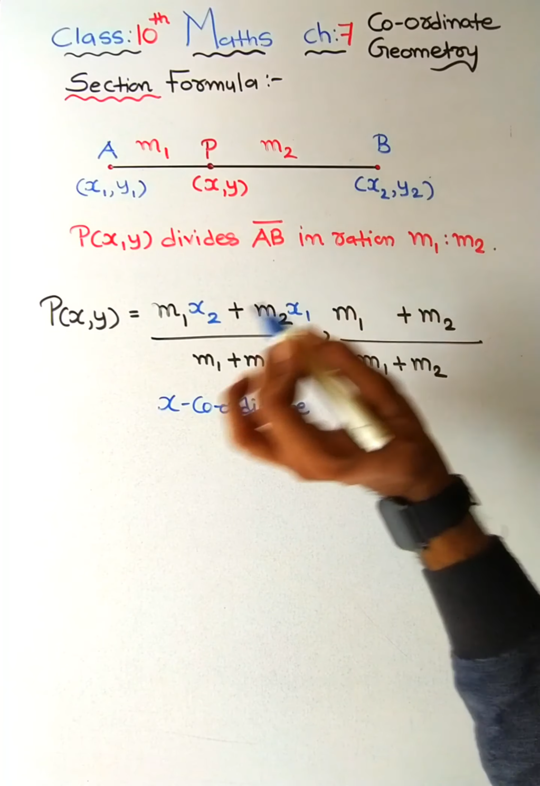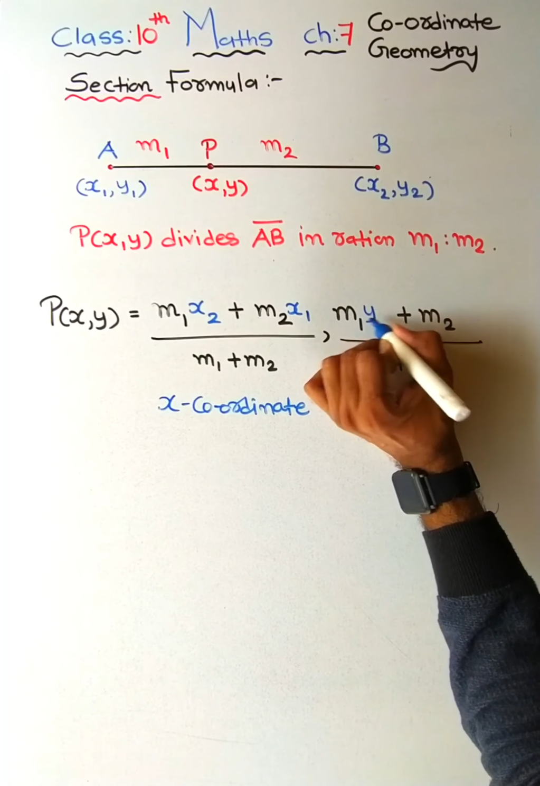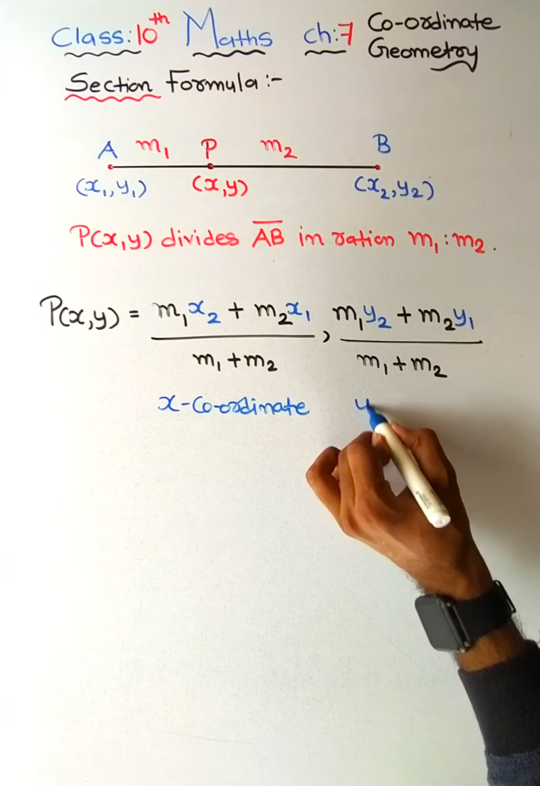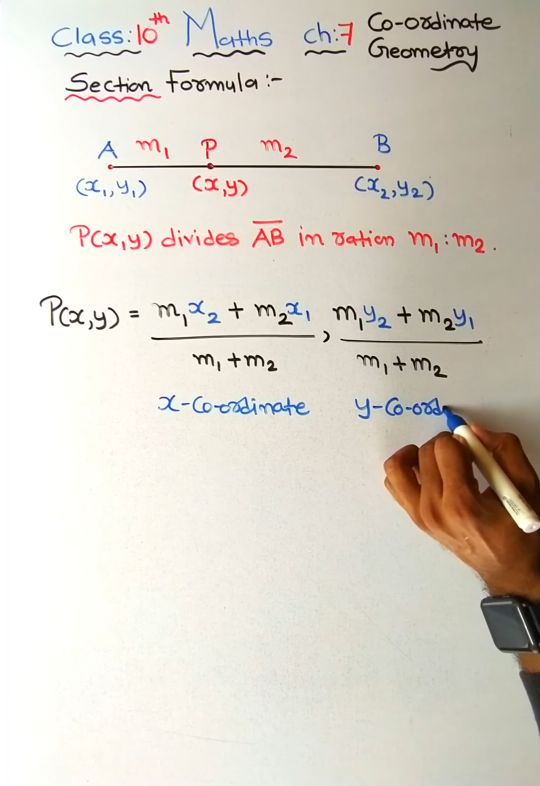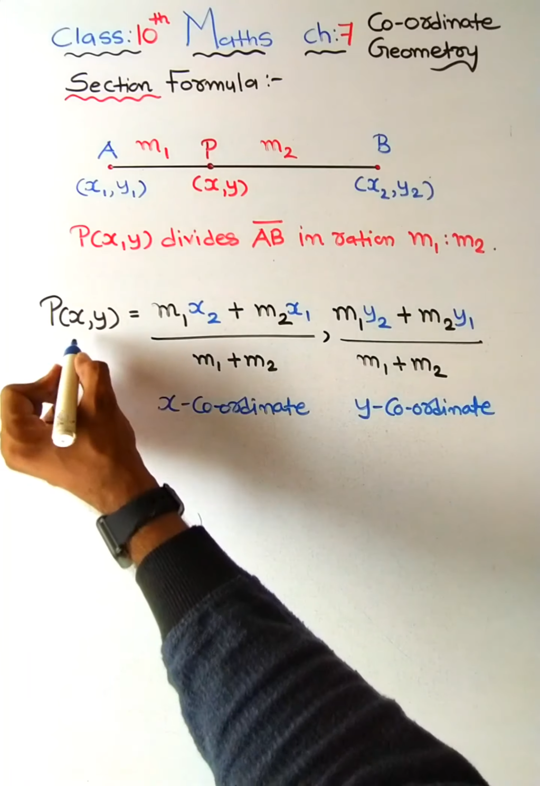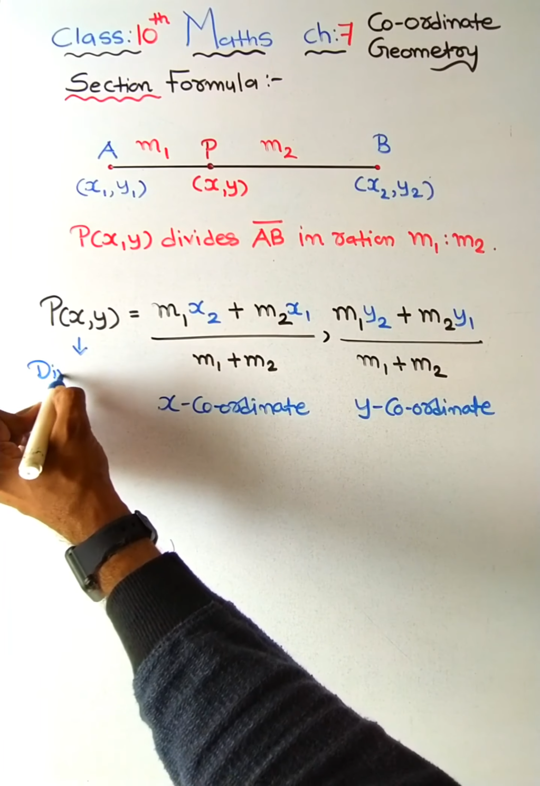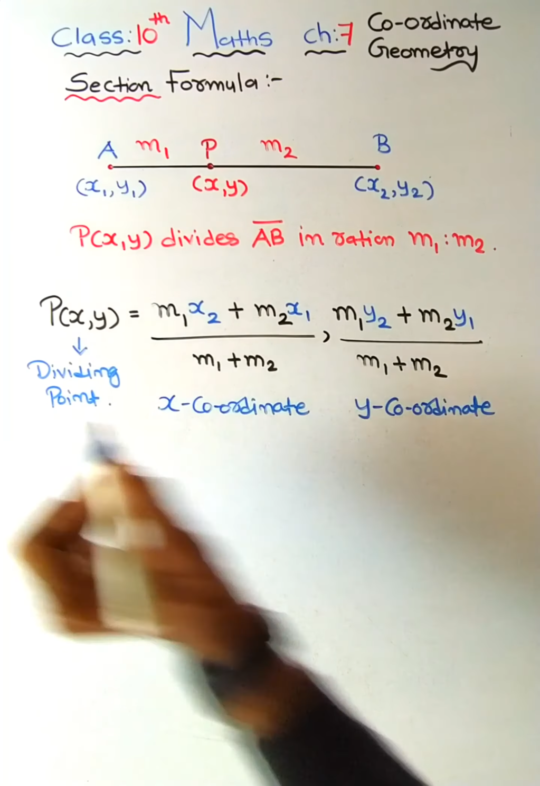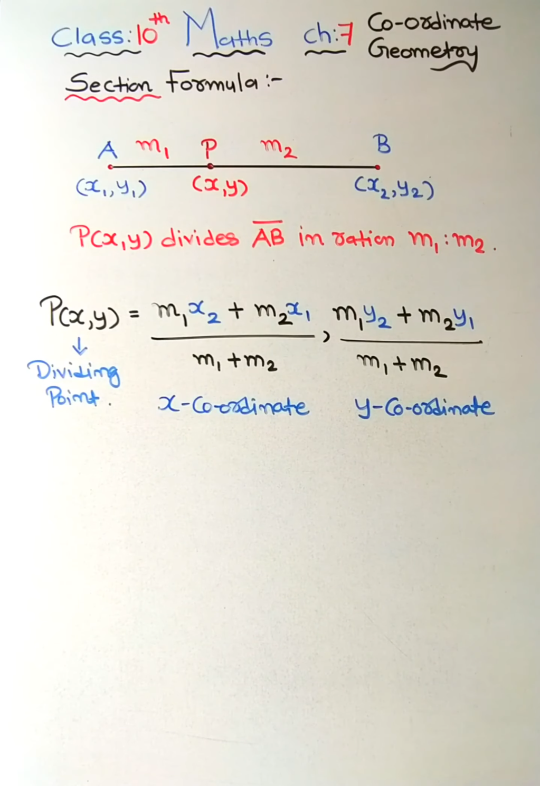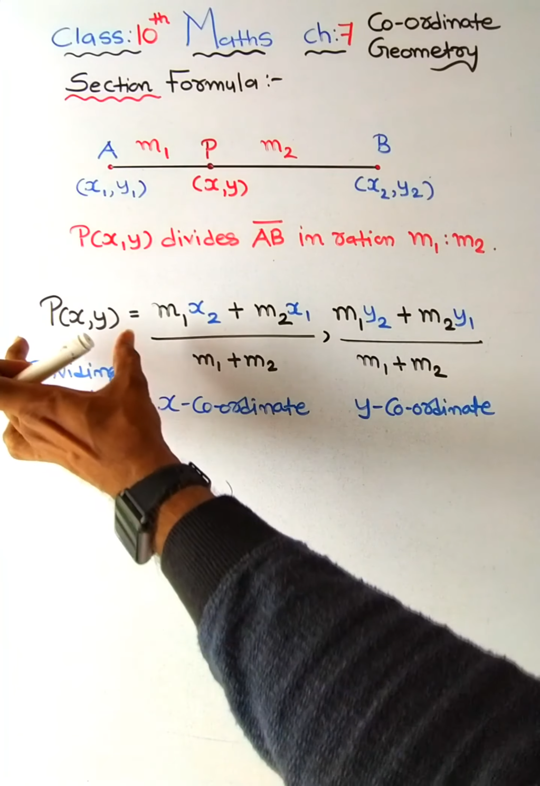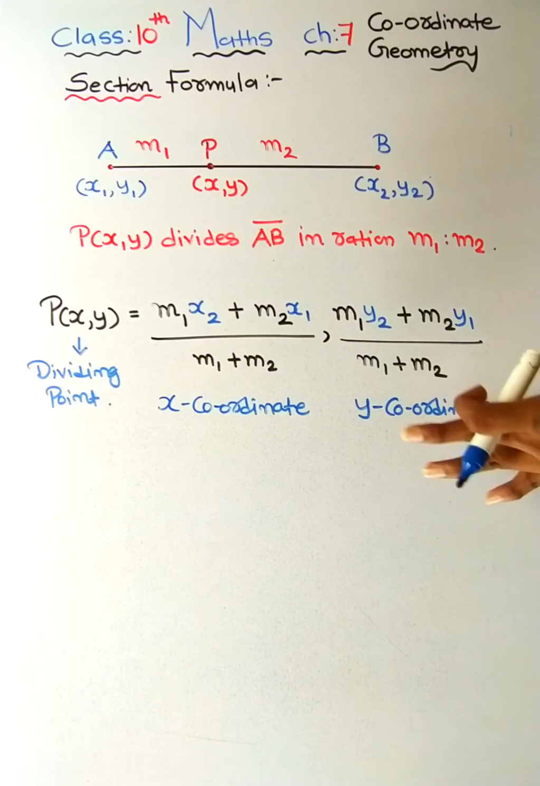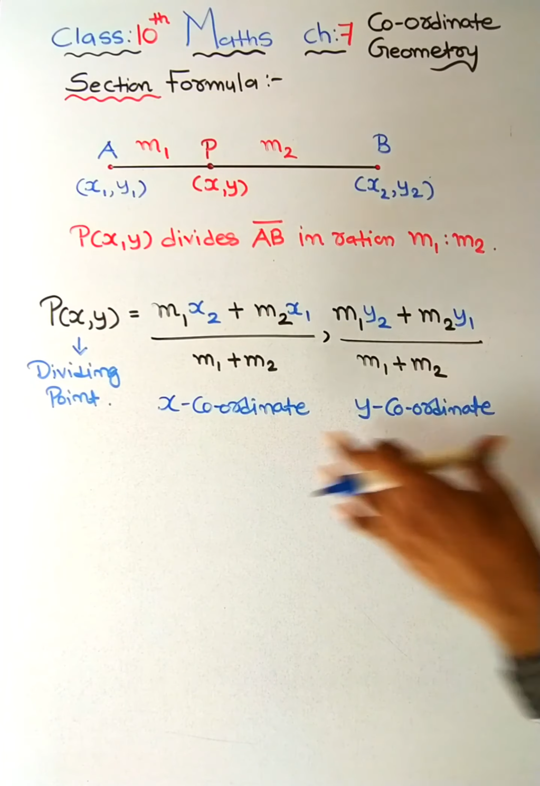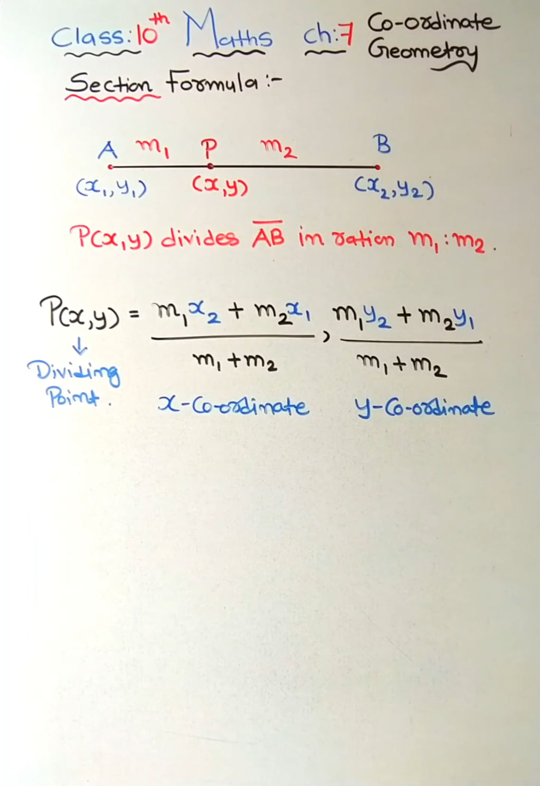And over here again following the same thing, m1 into y2, m2 into y1, upon m1 plus m2. So this will give you the y coordinate of the dividing point. This P(x, y), we can say that it is a dividing point of the line segment. Clear? So in this, two types of questions can be asked. Either you will be asked to find out the dividing point coordinates, or else coordinates will be given and you have to find out the ratio. In both cases we will be using this section formula only.